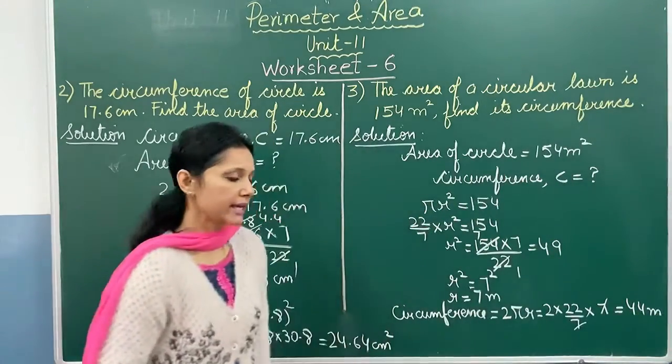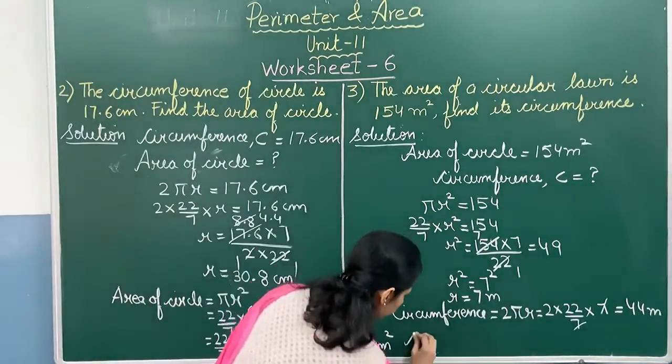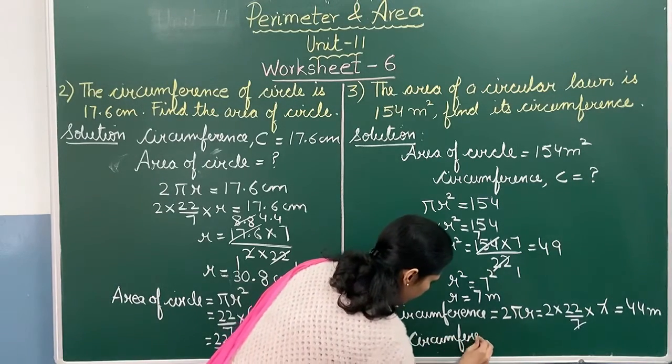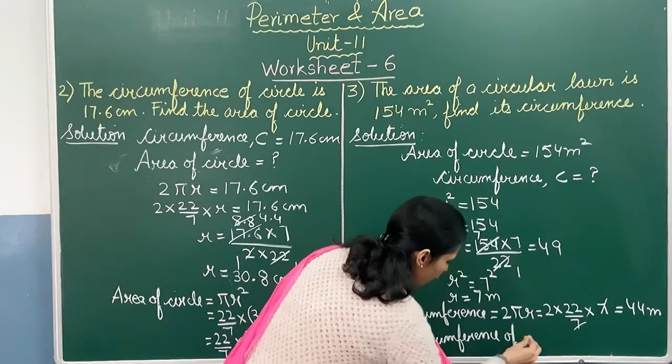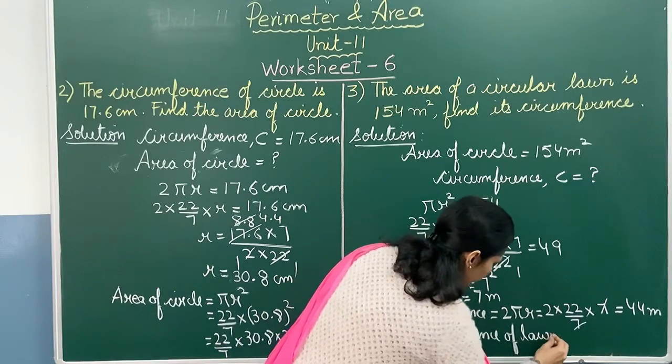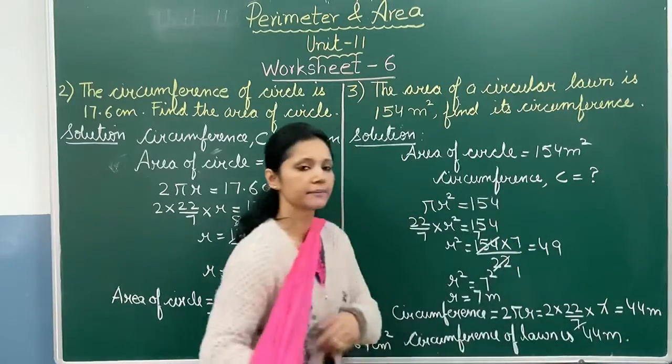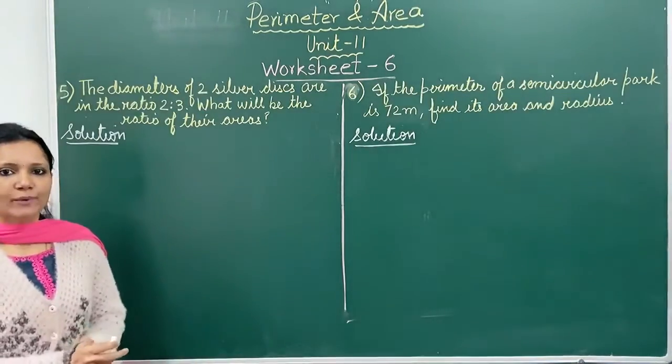Hence we would say that the circumference of lawn is 44 meters. Next is question number 5.